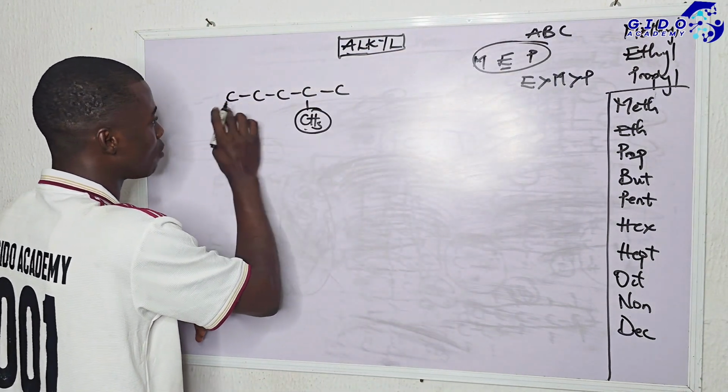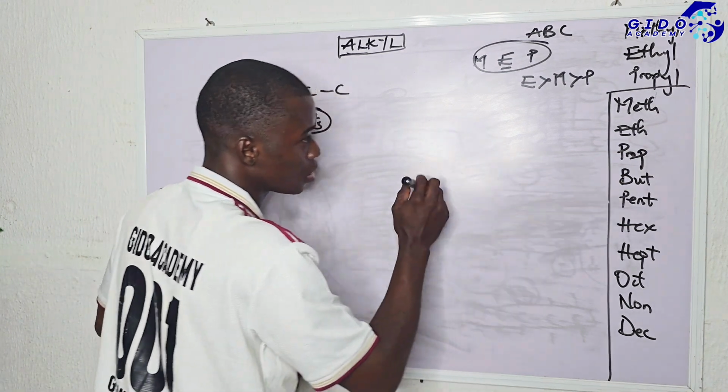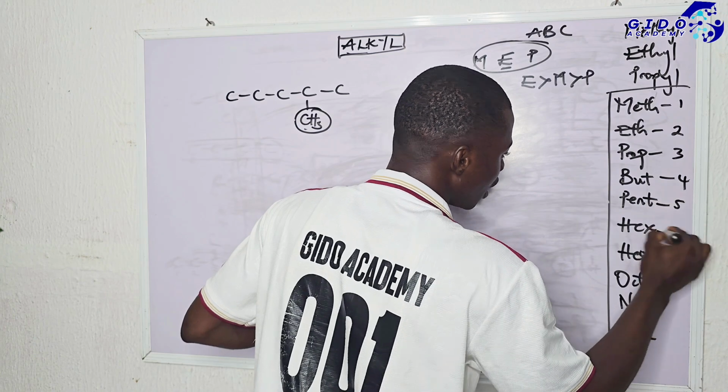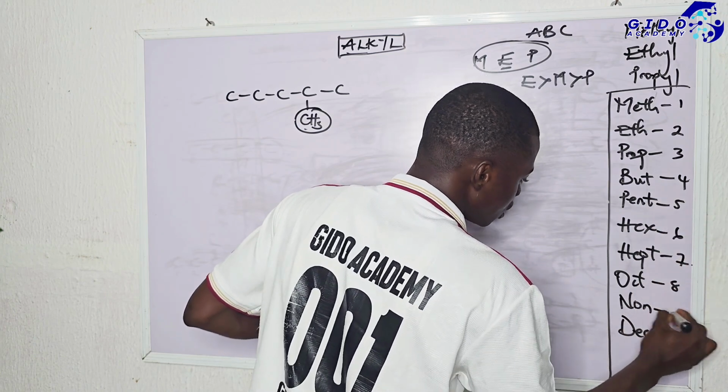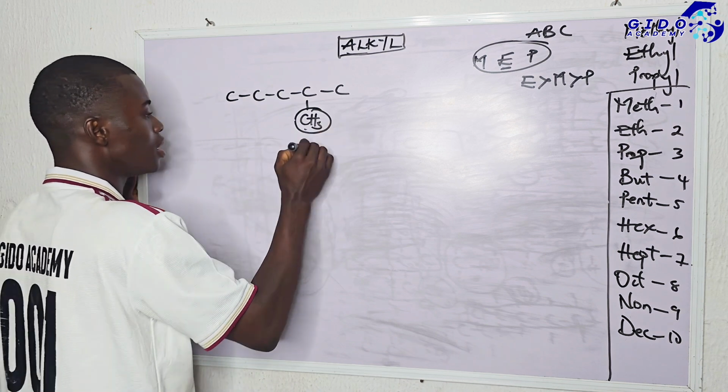Why the longest possible carbon chain? 1, 2, 3, 4, 5. 5 is what? Is pent. Please, here is 1, here is 2, here is 3, here is 4, here is 5, 6, 7, 8, 9, and here's what? 10. So 5 is what? Pent. So let's write pentane.